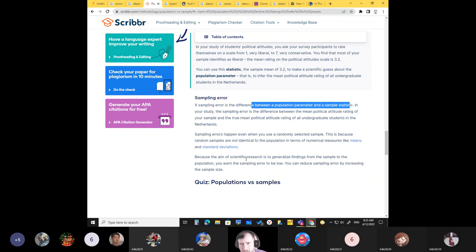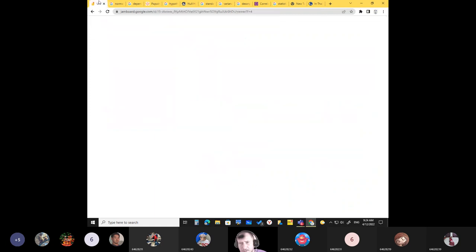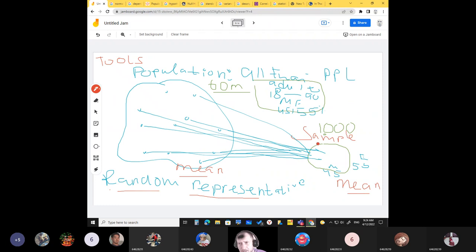Because the aim of scientific research is to generalize findings from sample to the population, you want the sampling error to be low by increasing sample size. The bigger the sample, the better. It depends on the budget. Let's say we have the budget for only 300 people. The error will be larger, right?